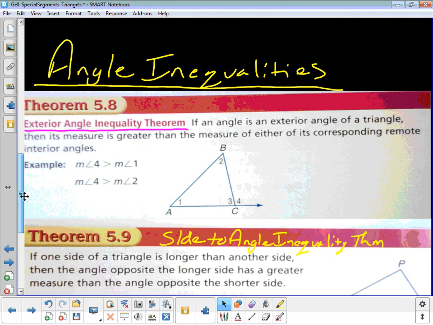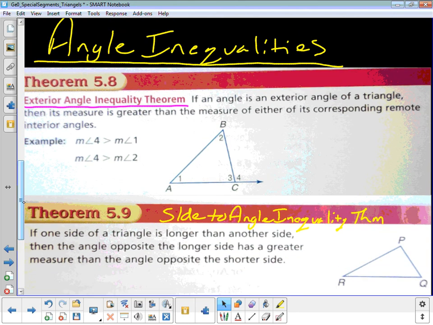So how does this work in triangles? We have our angle inequalities. The first one is the exterior angle inequality theorem. If an angle is an exterior angle of a triangle, then its measure is greater than the measure of either of the corresponding remote interior angles.